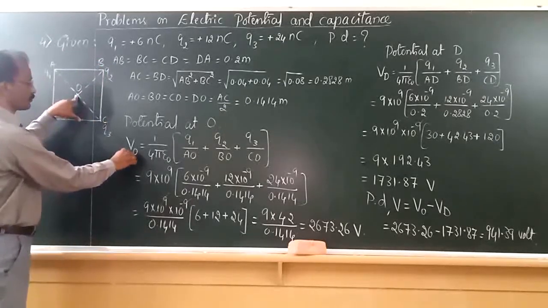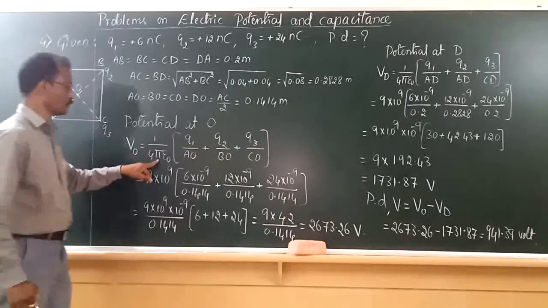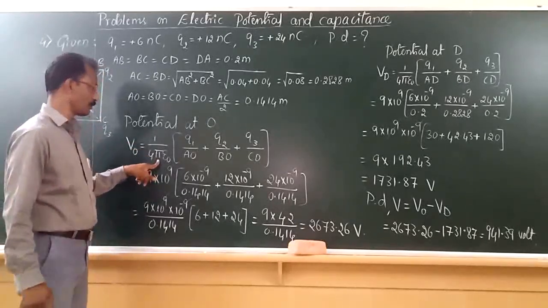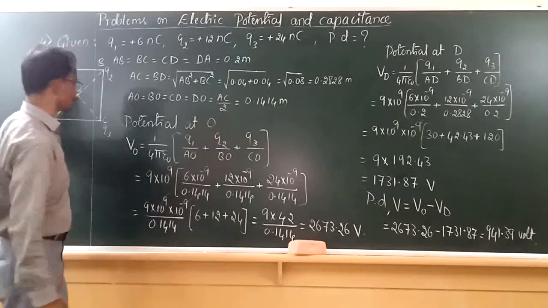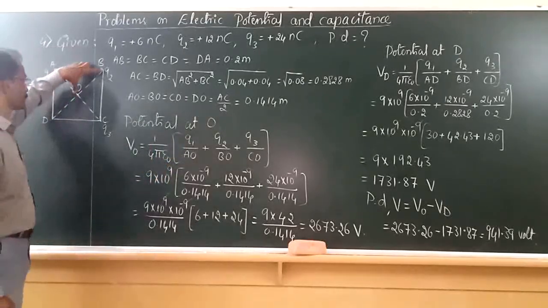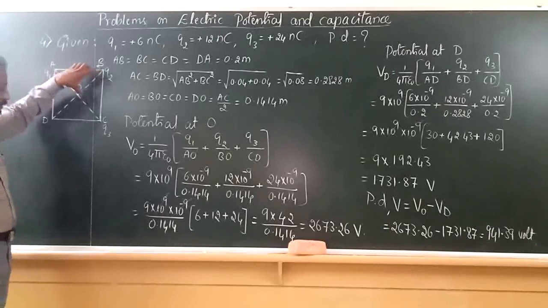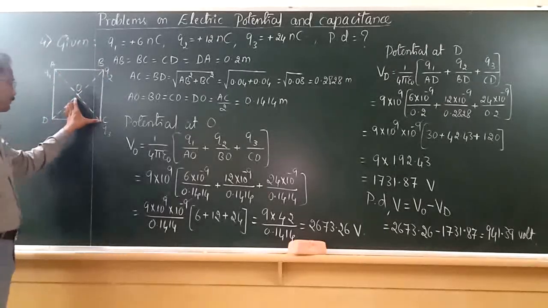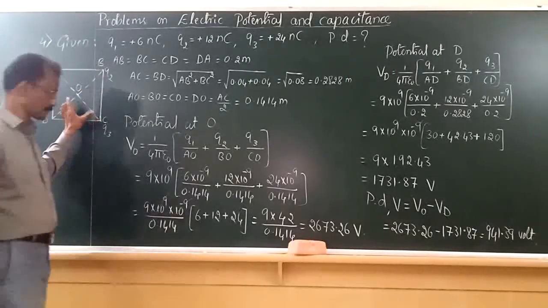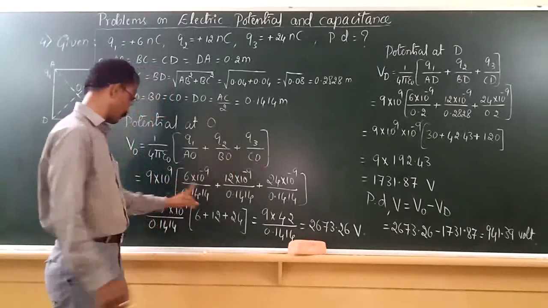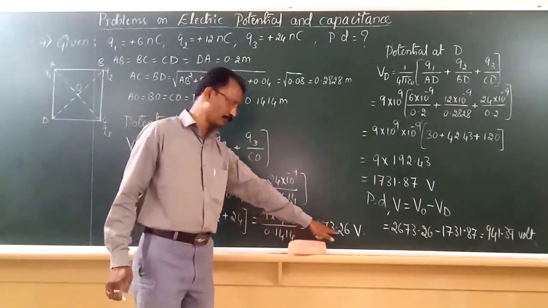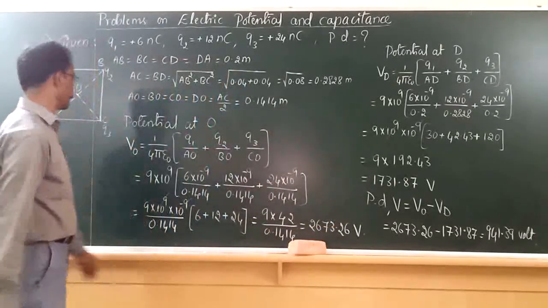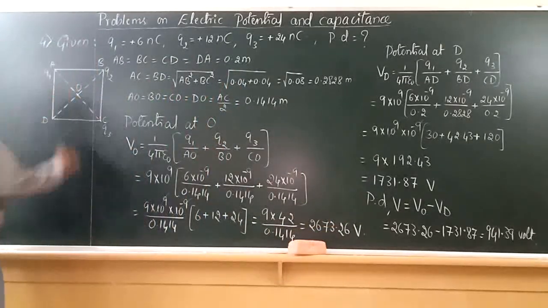That is, potential at O, VO, is equal to 1/4πε0 into bracket, charge Q1 divided by this distance AO, plus charge Q2 divided by distance BO, plus charge Q3 divided by distance CO. Substitute the values and simplify, we get 2673.26 volt. Electric potential at O.